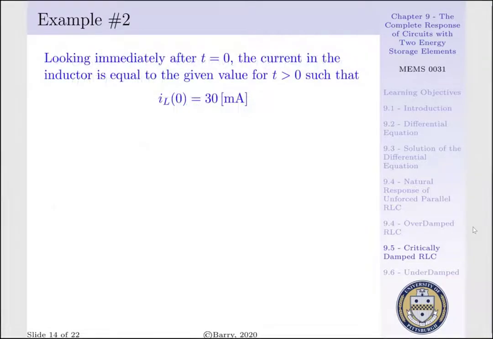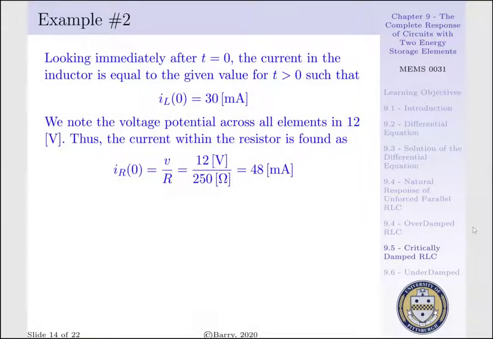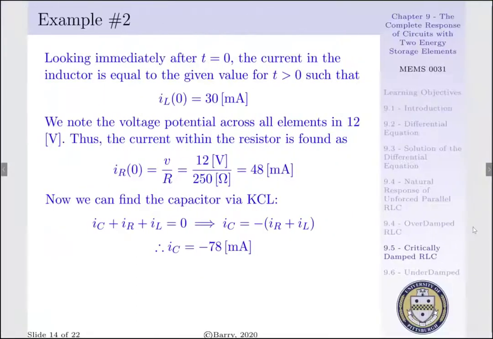To begin, looking immediately after t is equal to 0, the current running through the inductor is equal to the initial current. That is, I sub L when t is equal to 0 seconds is equal to 30 milliamps. Our current running through our resistor is found via Ohm's law, where our current I sub R when time t is equal to 0 is equal to 12 volts per 250 ohms, or 48 milliamps. Lastly, by applying KCL at our top node, the current running through our capacitor is equal to minus 78 milliamps, i.e. our capacitor is discharging.